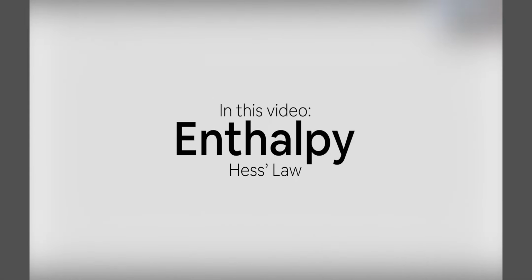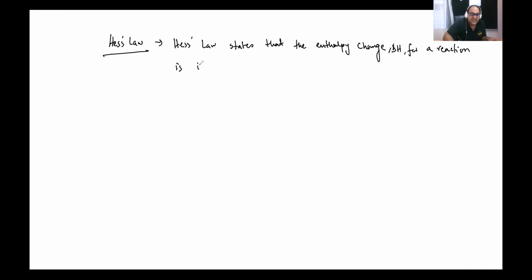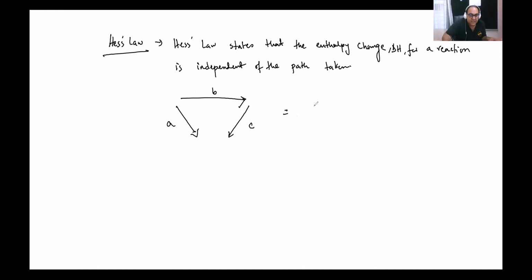So let's start with Hess's law. Hess's law states that the enthalpy change ΔH for a reaction is independent of the path taken. Last class I showed you about that vector thing. If this is A, this is B, this is C, what should be your equation? A is equal to B plus C.